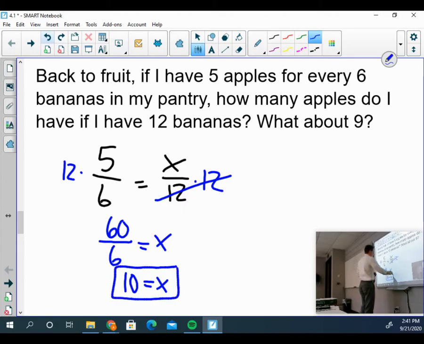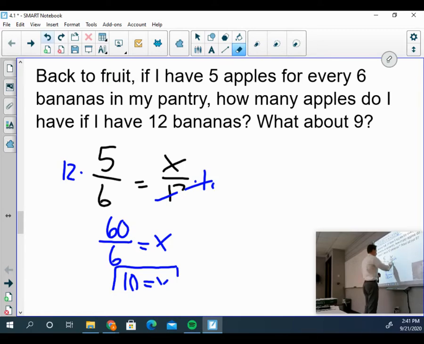So what's the theme here? Well, we multiply across and then divide, and that gave us how many apples? Now, why is that important? Because while you can probably logic through 5 apples for every 6 bananas means I should have 10 apples for 12 bananas because it's a nice easy double, 9 is a little bit trickier. Well, with this method, we can solve it just as easily.